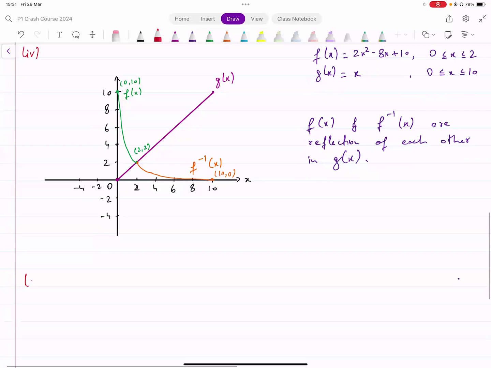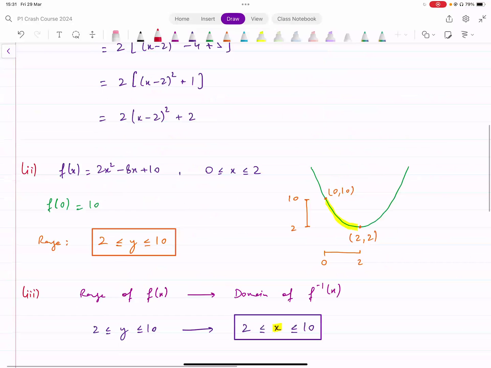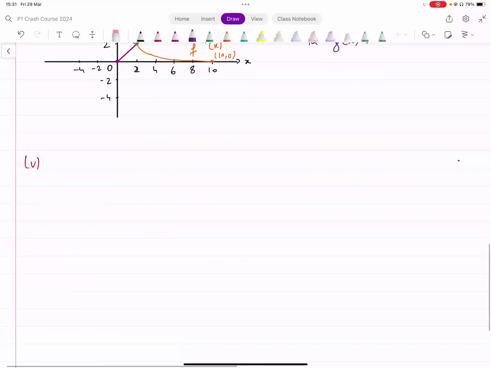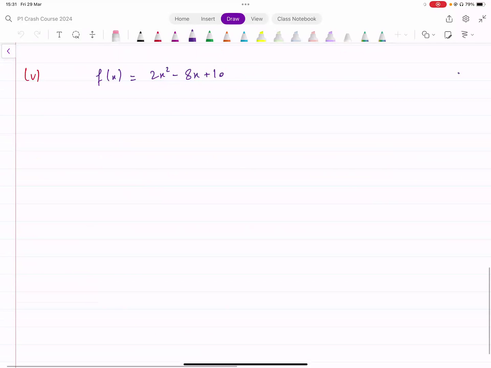Now it says, find an expression for f inverse of x. So now we have that function f of x. Let me write that down here. f of x is 2x squared minus 8x plus 10. How do you find the inverse of this function? Remember, the first thing you have to do is you have to complete the square.